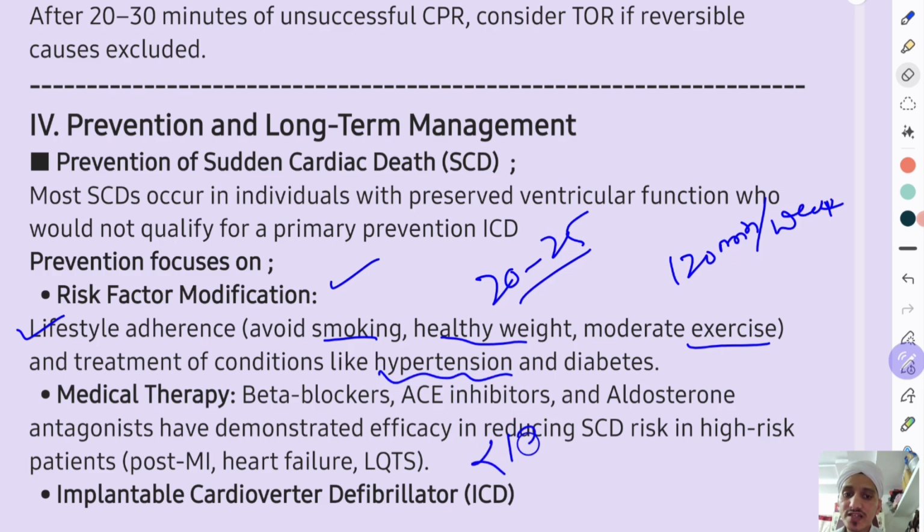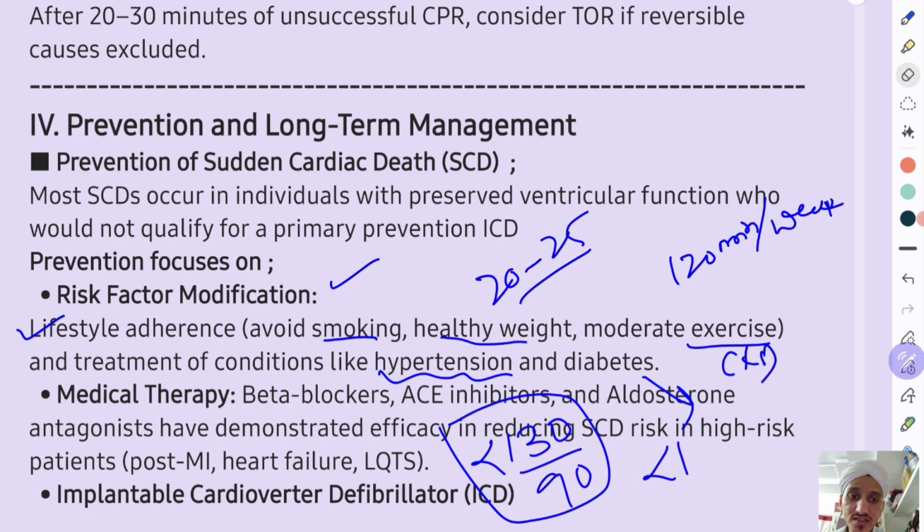Less than 130 by 90 should be the goal. In diabetes patients, same, less than 130 by 90. And if CKD is there, then the goal is less than 120 systolic. Okay, systolic BP. So risk factor modification, that's the one thing.